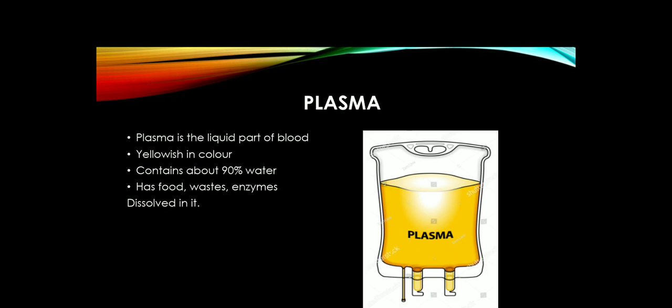Okay, now we will learn about the plasma. What is plasma? We all know that blood is liquid. So plasma is the liquid part of the blood. It is yellowish in color, and 90% of plasma is water. It has food, different types of waste materials and enzymes dissolved in it.